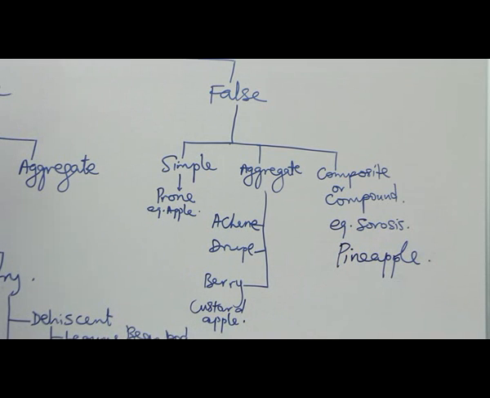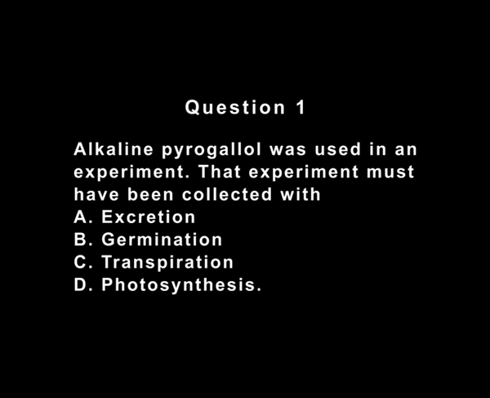Let's now look at some questions on this topic. Question 1. Alkaline pyrogallol was used in an experiment. That experiment must have been connected with A, excretion, B, germination, C, transpiration, D, photosynthesis. Well, to answer this question, you must know the function of alkaline pyrogallol. Alkaline pyrogallol is used to remove oxygen from an environment.